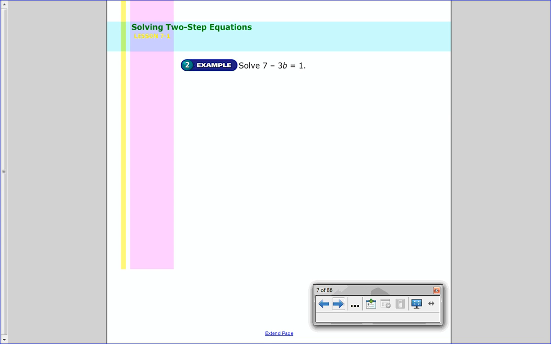And of course, we have one where there's a negative sign. It's the same idea as what we've been doing before. 7 minus 3 times b is 1. Now, we need to solve this. Again, you need to take a look at what number is being added or subtracted first on the side of b. Well, it's the 7.